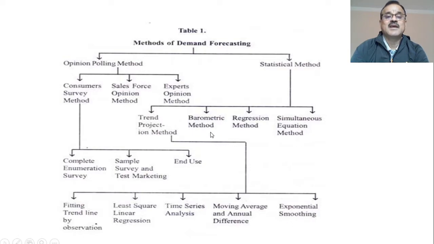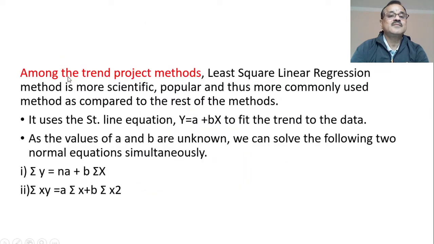These are the methods, and out of the trend projection methods, the least square method is used very extensively in forecasting demand in future. Among the trend projection methods, the least square linear regression method is more scientific, popular, and thus more commonly used as compared to the rest of the methods. And this method, the least square linear regression method, uses the straight line equation.